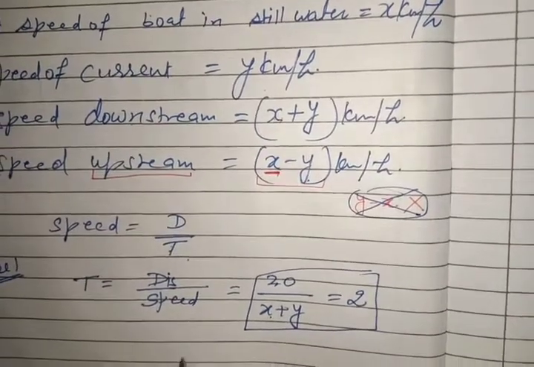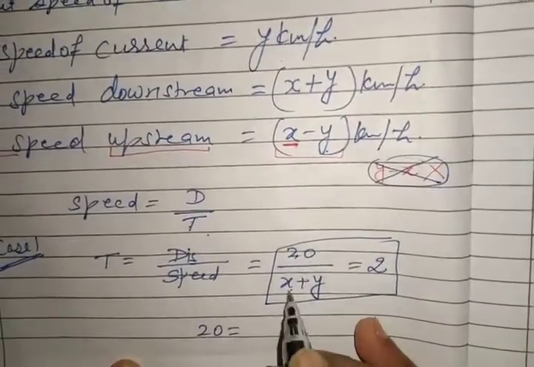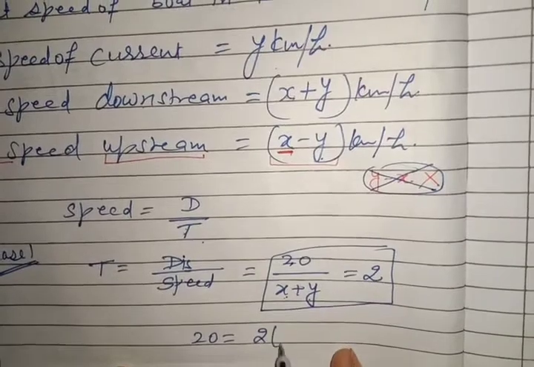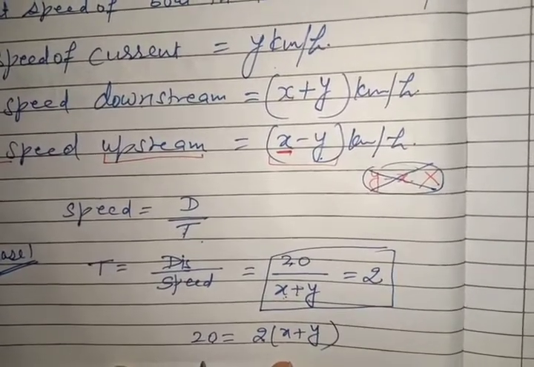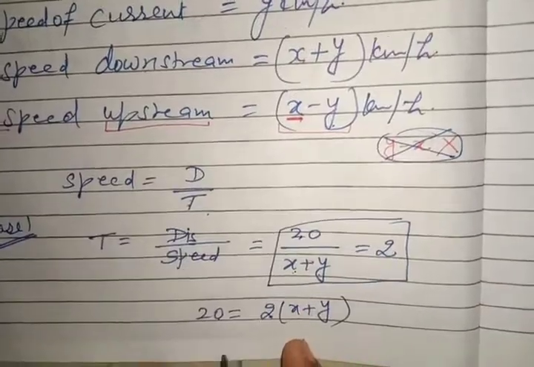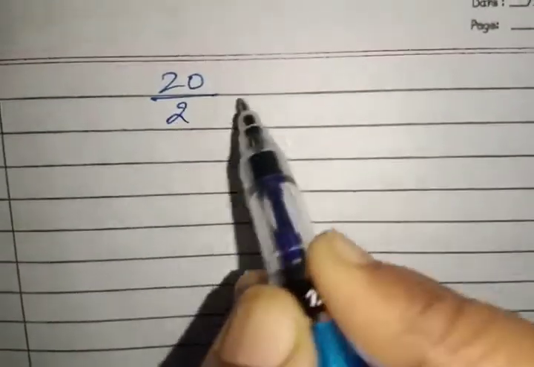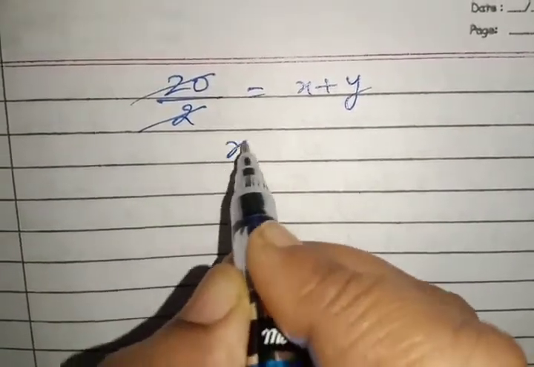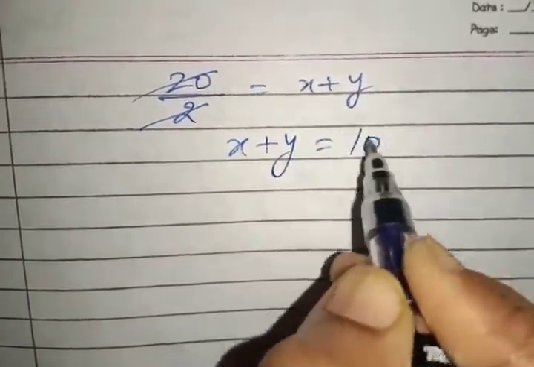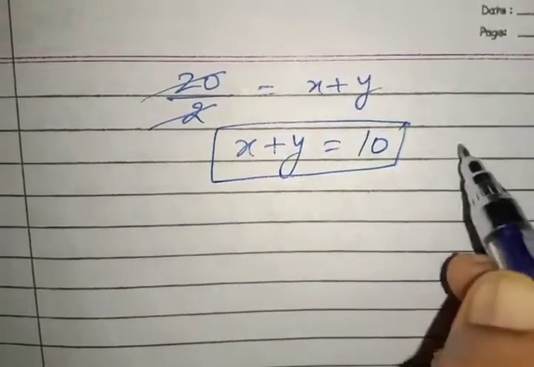Now we'll solve it. 20 is equal to 2 bracket x plus y. This 2 can come in the denominator, so 20 upon 2 is equal to x plus y. After cancelling it, we will get x plus y is equal to 10. So this is our first equation.